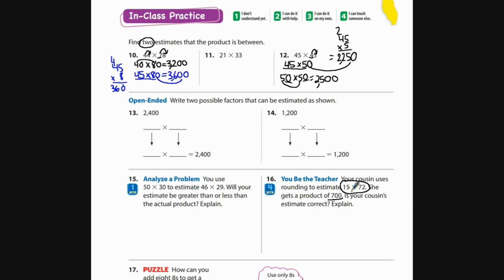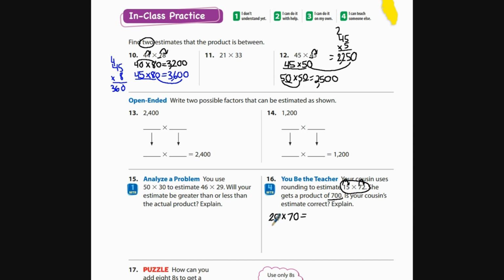Let's round 15. 5 or more, raise the score. That becomes a 20 times 72. Same thing. Let's look at the 2. 5 or more, raise the score. 4 or less, let it rest. Right, it's 4 or less. Let 7 rest. The 2 becomes a 0.